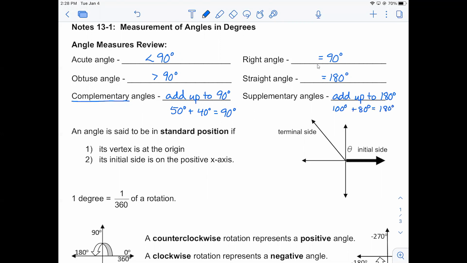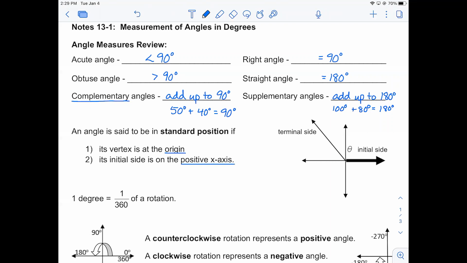Okay, so all of that was just a review, just to get us started with what we are going for right now. Okay, the next thing that we're going to talk about is angles on an x and y axis or a coordinate plane. Okay, so an angle is said to be in standard position if its vertex is at the origin. Remember, the origin is just where the x and the y axis cross, and its initial side is on the positive x-axis.